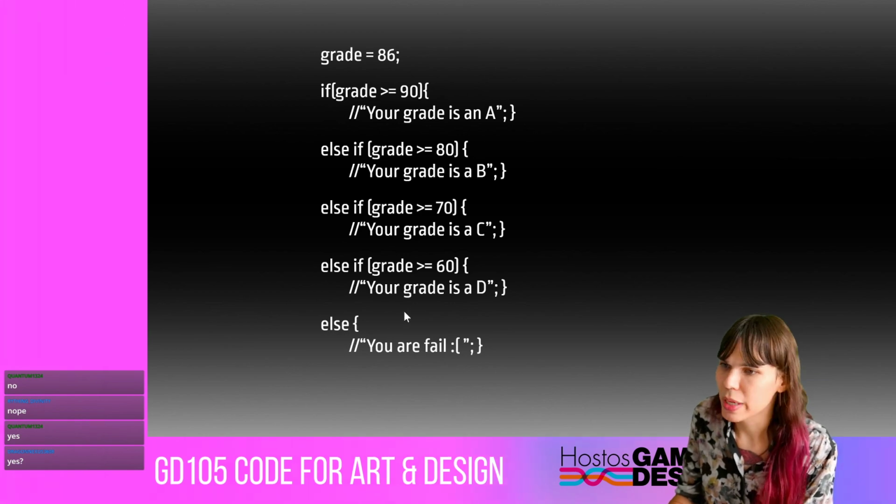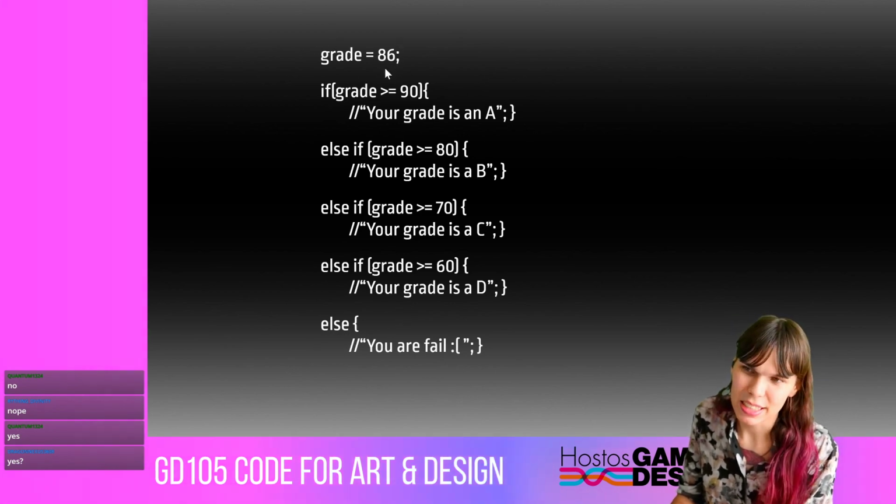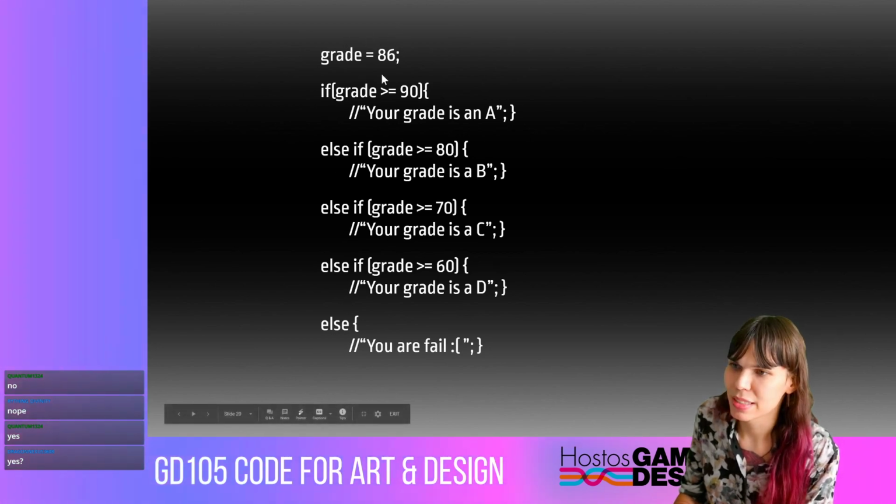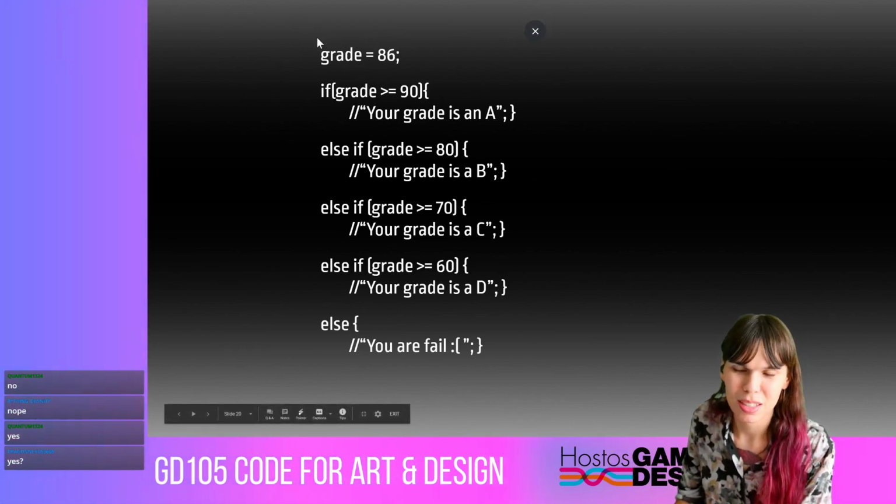So what if the grade value was not 86, what if it was like 59? Where would it end up? Which comment would we be looking at?